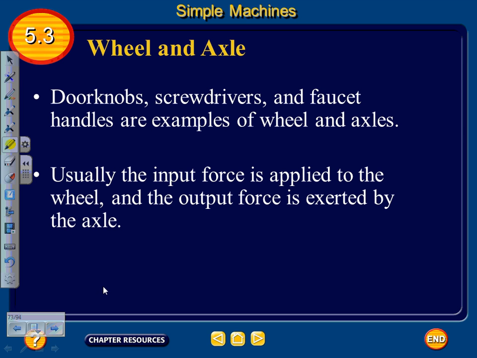Usually the input force is applied to the wheel and the output force is exerted by the axle. When you think, how is a screwdriver a wheel and axle? You apply a force, you turn the handle, which would be the wheel, and the axle turns, tightening or loosening a screw.